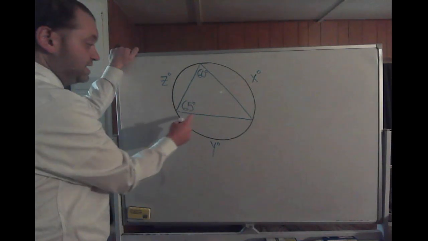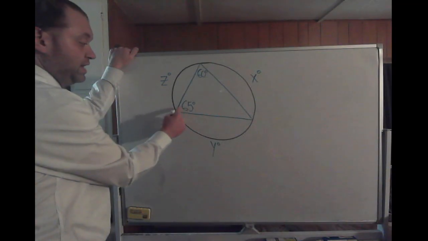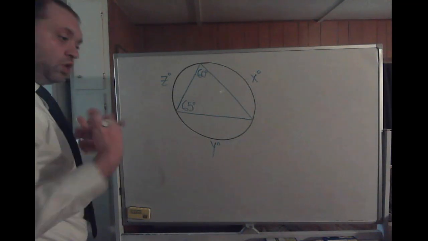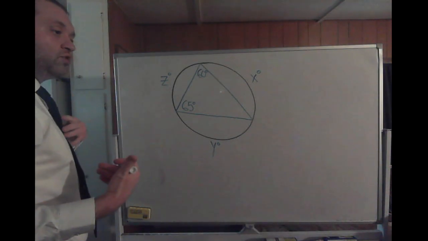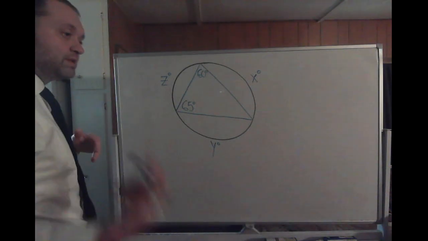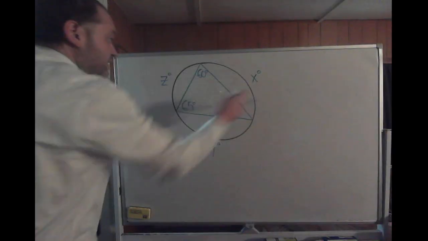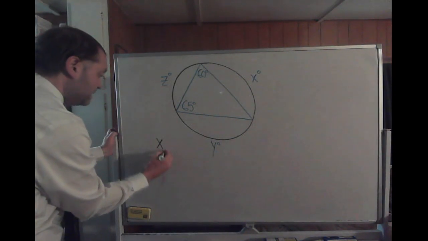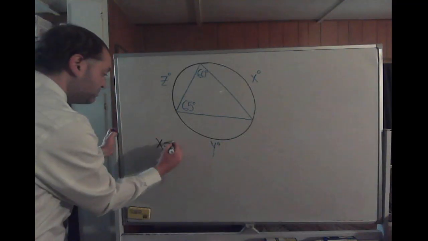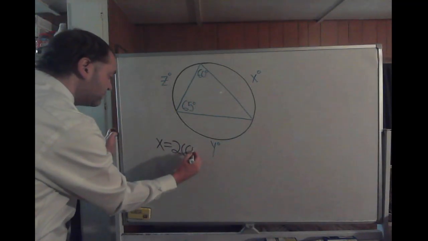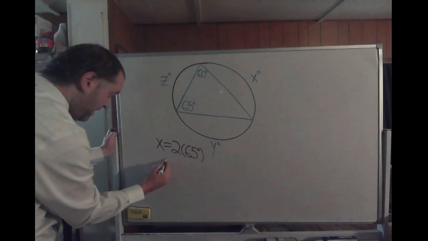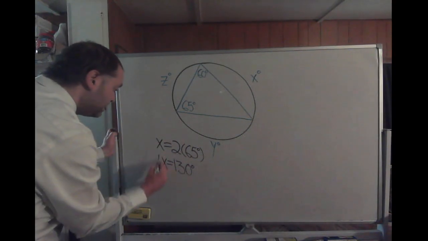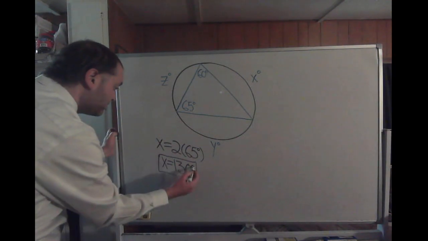We notice that the 65-degree inscribed angle intercepts the x-degree arc. If an inscribed angle is equal to half of the intercepted arc, then to find the intercepted arc, it would be twice the value of the inscribed angle. So x would be equal to 2 times 65 degrees, which means x is equal to 130 degrees. So that arc has 130 degrees.